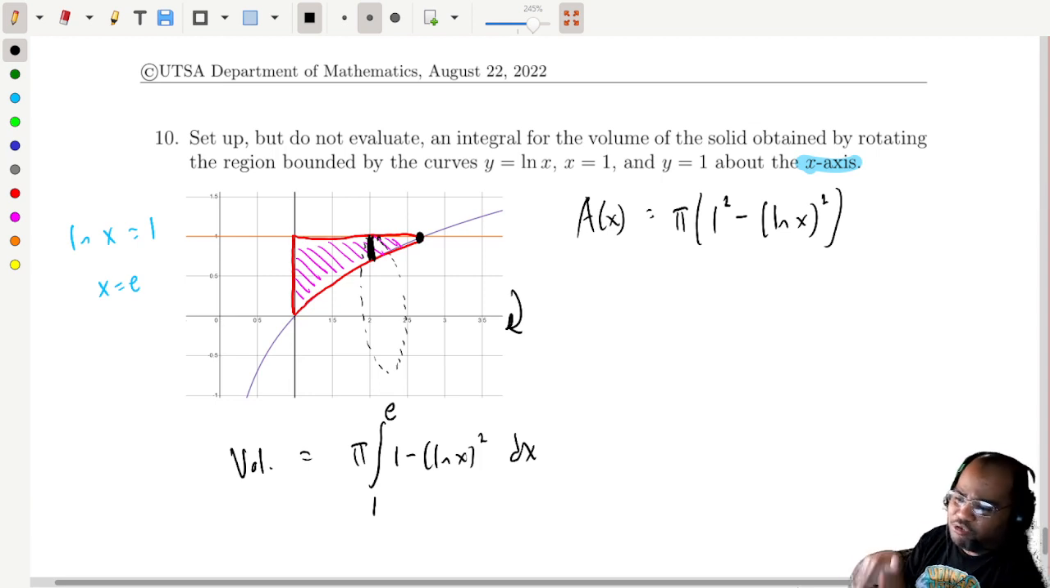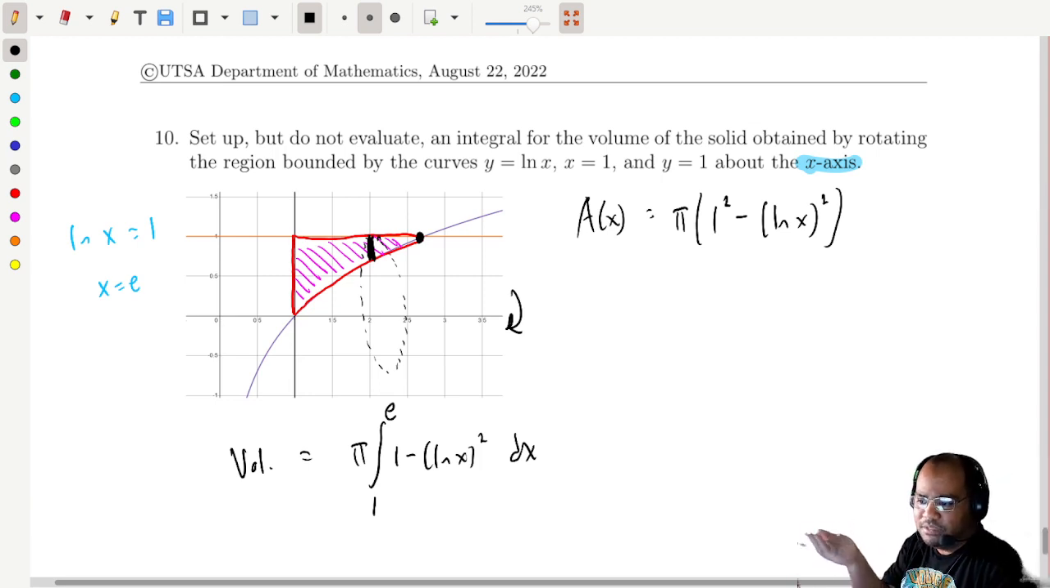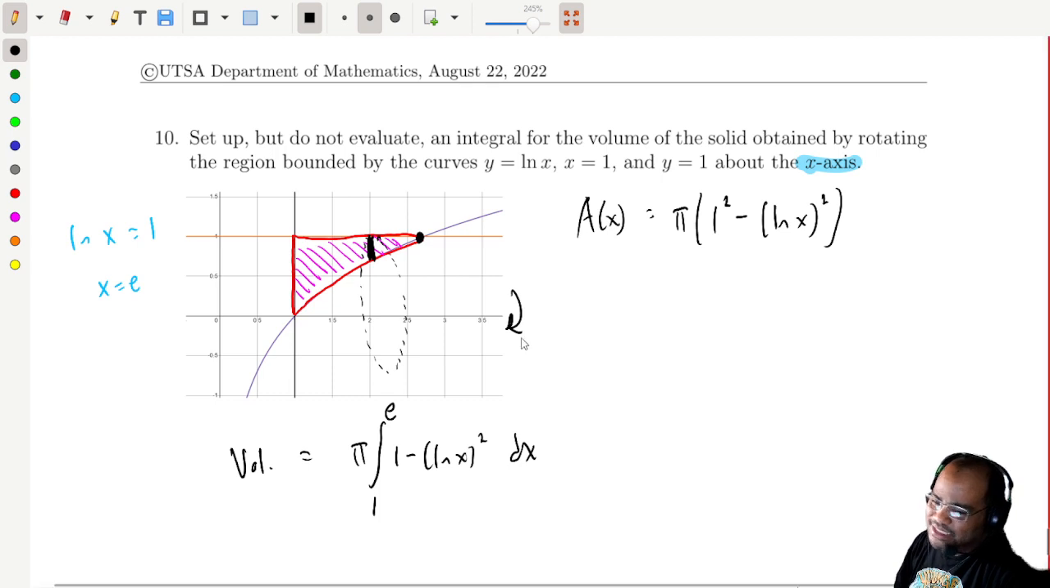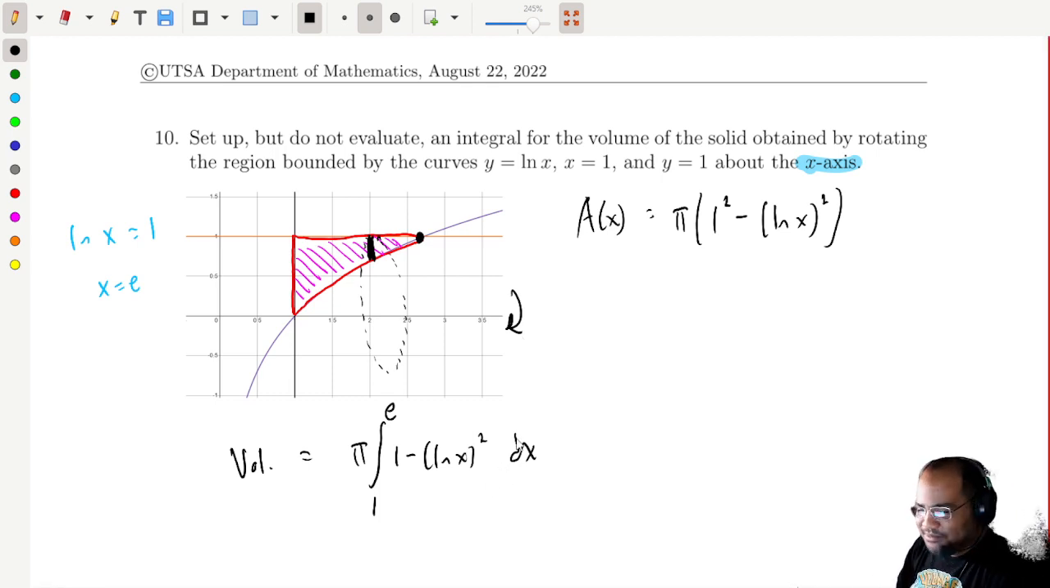Now, for the moment, we don't know how to handle this integral, in particular the integral of log x squared. We'll need a technique called integration by parts, which we will soon learn. Okay, but once we have that, this integral is doable. That's how we handle this one. Just a setup. Once you set it up and you know how to do the integrals, everything follows.